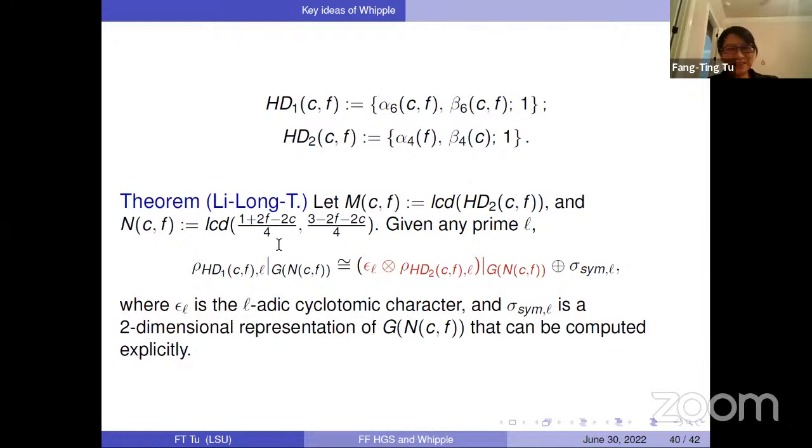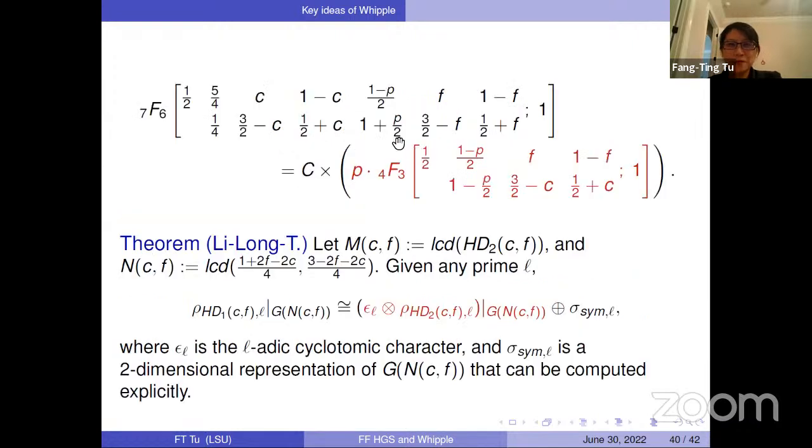Back to our statement: the Galois representation associated to the first hypergeometric data, corresponding to the 6P5 in the Whipple formula. When restricted to this Galois group, it is isomorphic to the direct sum of a two-dimensional representation, and the other part coming from the tensor product of the cyclotomic character and the representation coming from the second pair, which is related to 4P3.